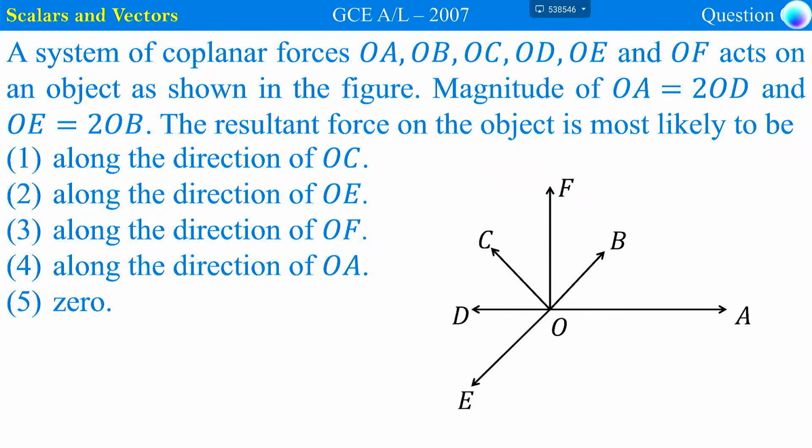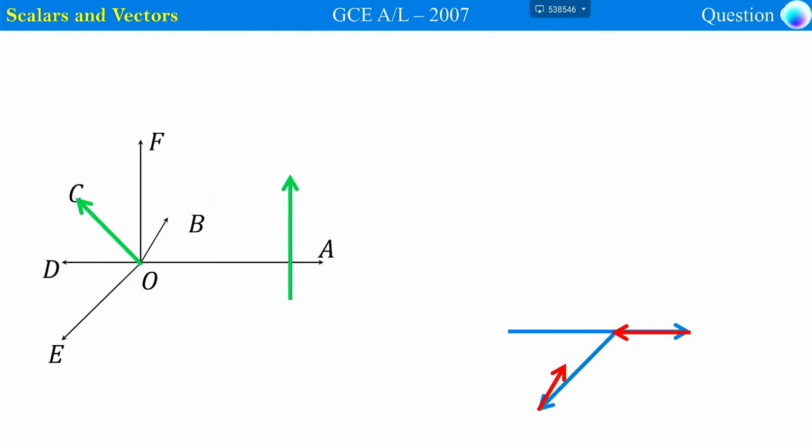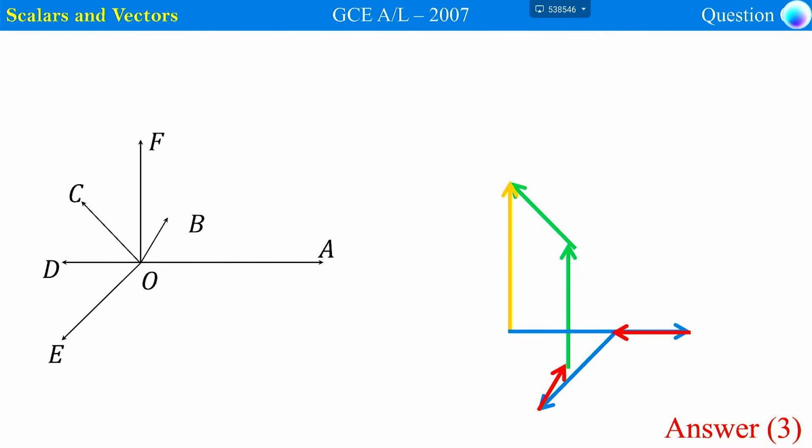So in this case, I have 6 vectors. I take OA, OD opposite, and then I draw the other one, OE. And I can draw OB, and I can draw OF, and I can draw OC. And now from starting point to the end point, again the direction will be OF. The yellow color final answer is OF.